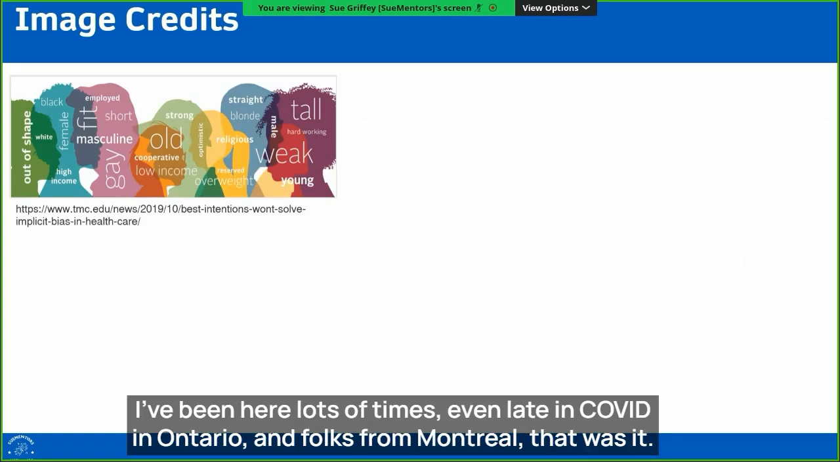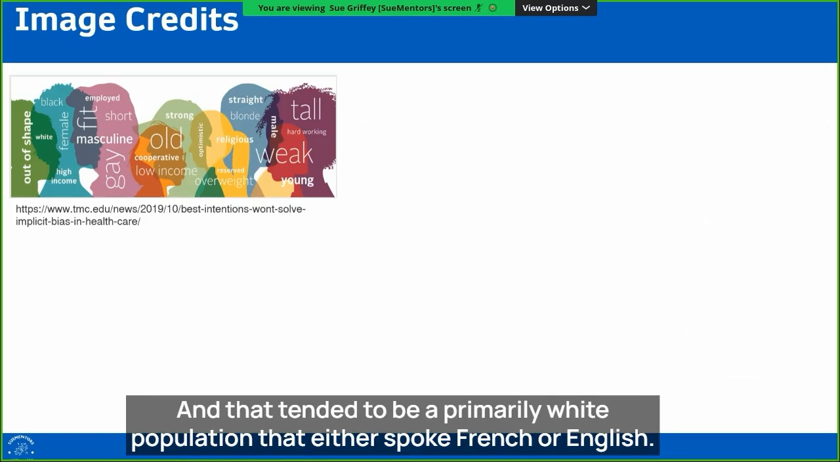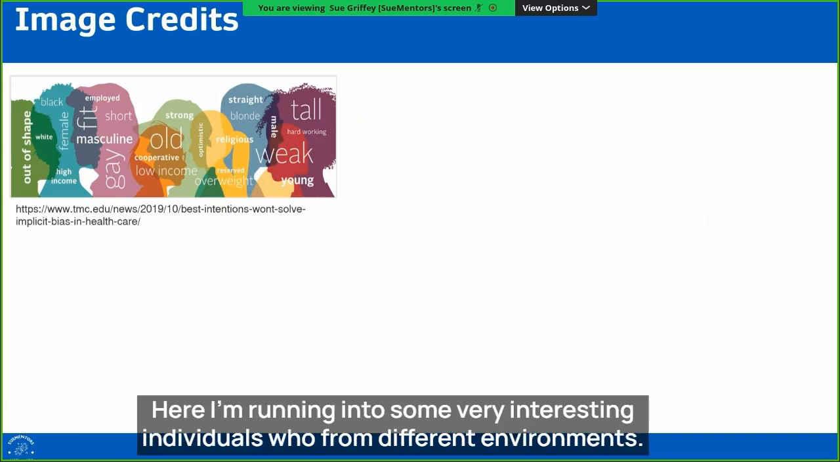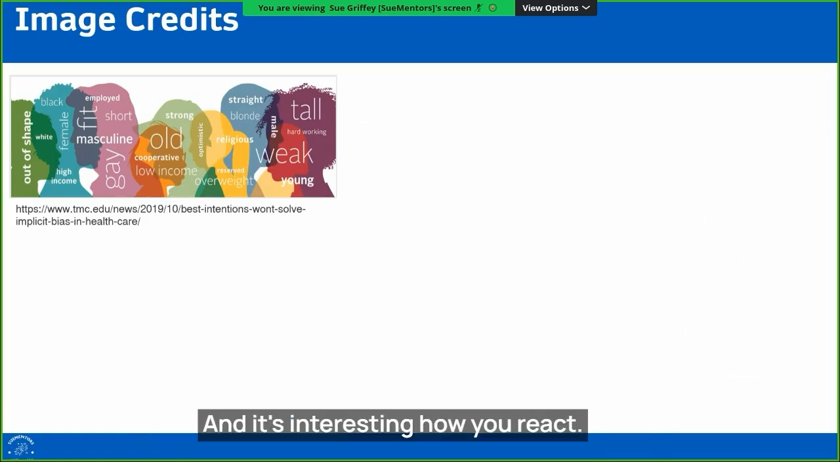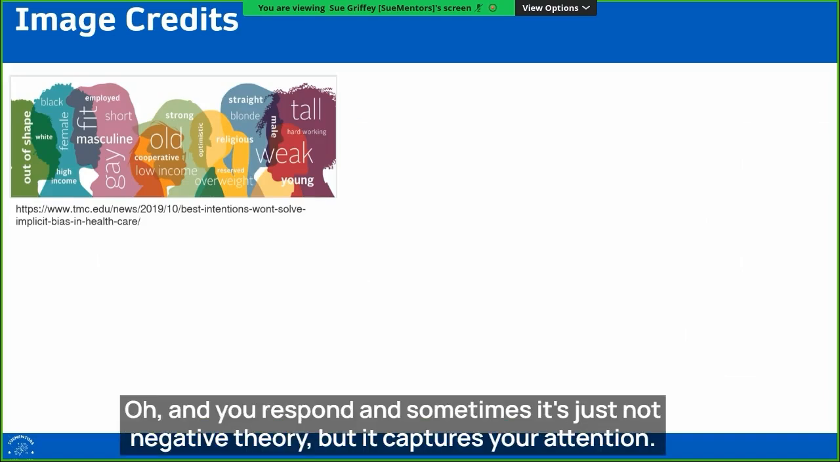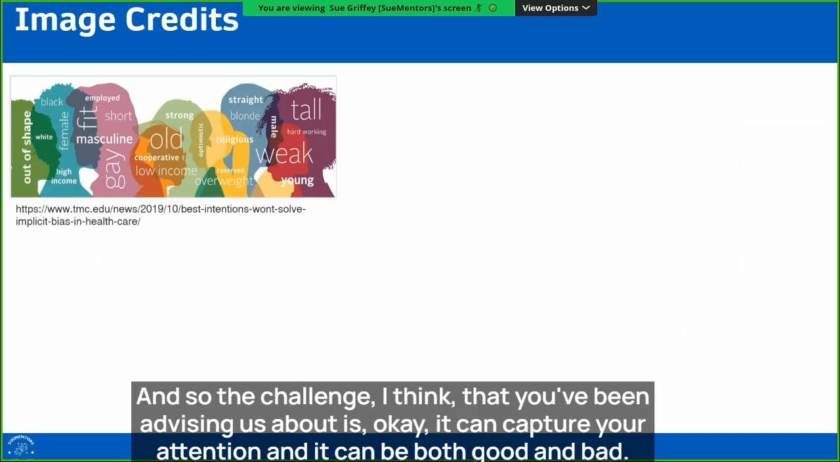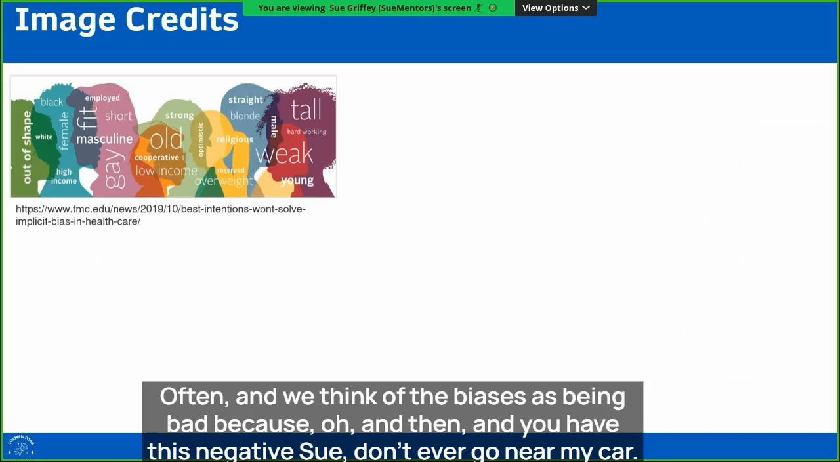I've been here lots of times, even late in COVID, with folks from Ontario and Montreal, and that was it. That tended to be a primarily white population that spoke either French or English. Here, I'm running into some very interesting individuals from different environments, and it's interesting how you react. Sometimes it's not negative, but it captures your attention. So the challenge you've been advising us about is that it can capture your attention, and it can be both good and bad. Often we think of biases as being bad because they're negative.